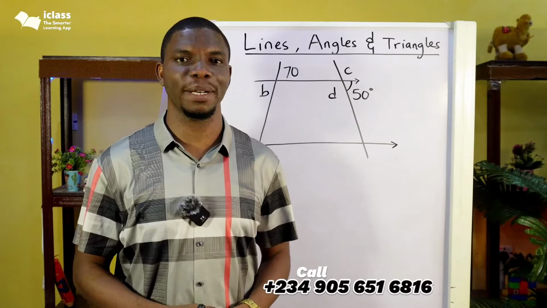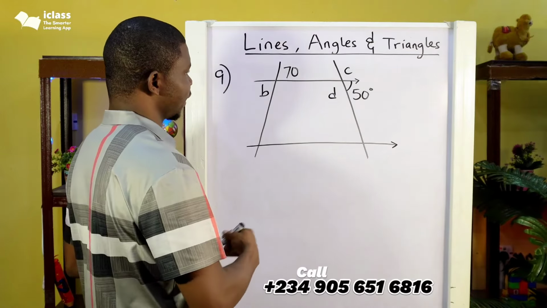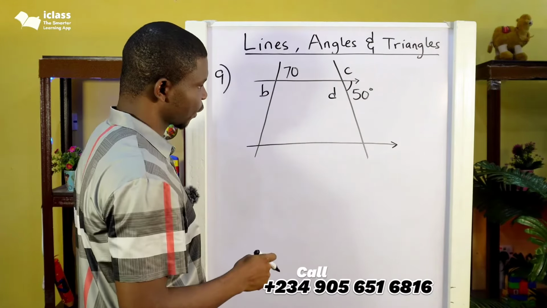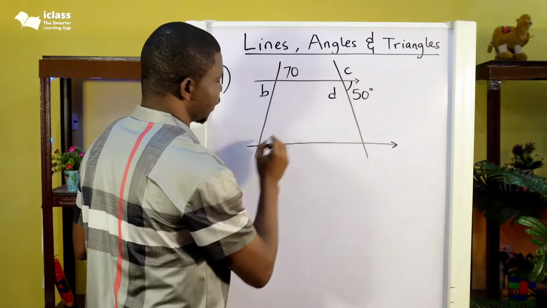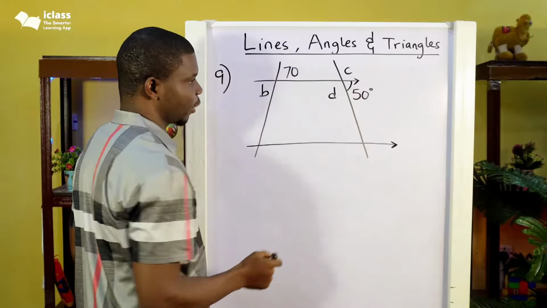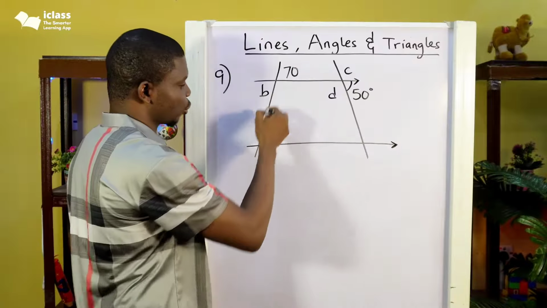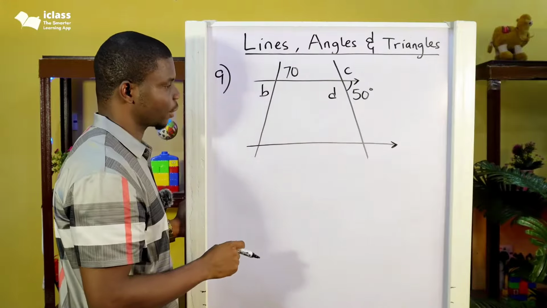Now on to question number 9. We want to find the value of the lettered angles. First of all, you can see that this line and this line are parallel, right? They have arrows pointing in the same direction. So we have two transversals on these two parallel lines.